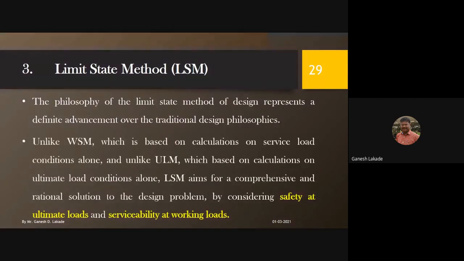Okay, so as I already discussed, unlike the working stress method, which is based on calculations on service load conditions alone, and unlike the ultimate load method, which is based on calculations on ultimate load conditions alone. म्हणजेच काय, वर्किंग स्ट्रेस मेथड मध्ये फक्त आपण सर्व्हिस लोडचा विचार करतो. अल्टिमेट लोड मेथड मध्ये काय झालं की तुम्ही अल्टिमेट लोड बघितला. That the ultimate load and ultimate strength of material that you have discussed only, and you have designed the structures likewise.